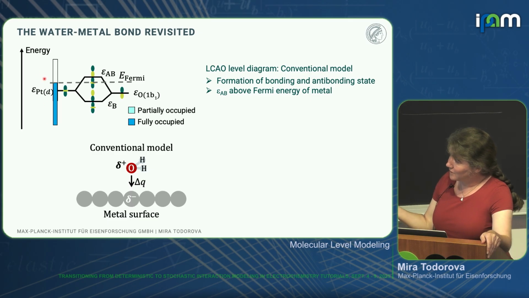So this will be the picture. We have here the platinum d band. We have the oxygen orbitals. We have a bonding and an anti-bonding state. The anti-bonding state is above the Fermi energy. We have some hybridization, and so we have really a transfer of charge from the water molecule to the platinum directly below it, so that we have here a plus and a minus charge.